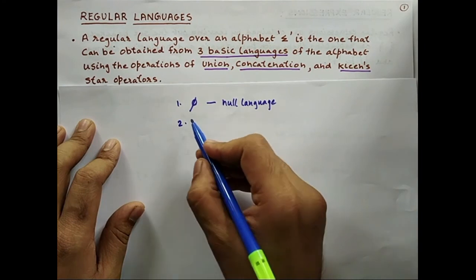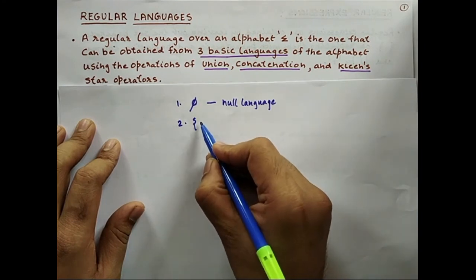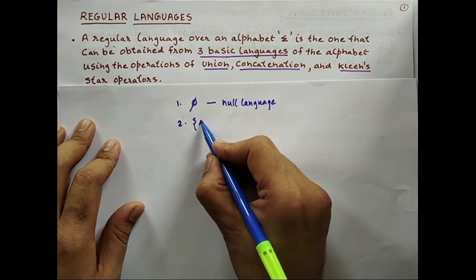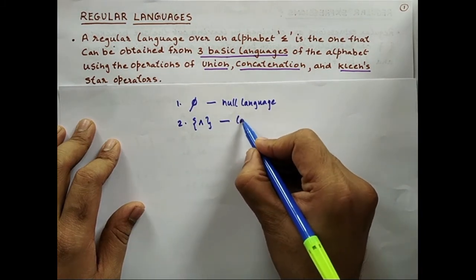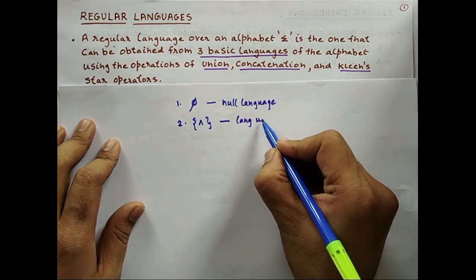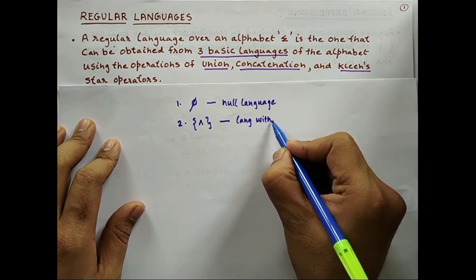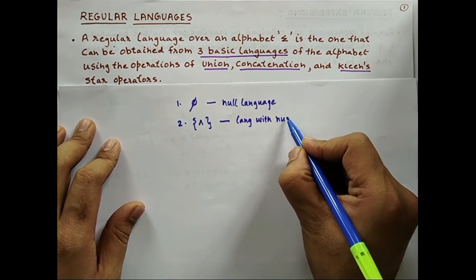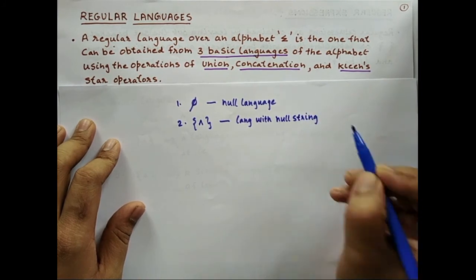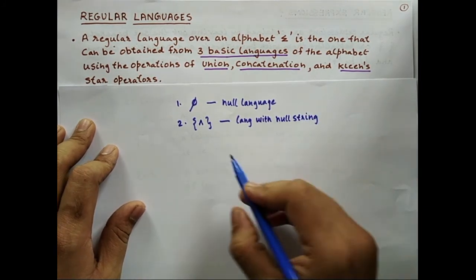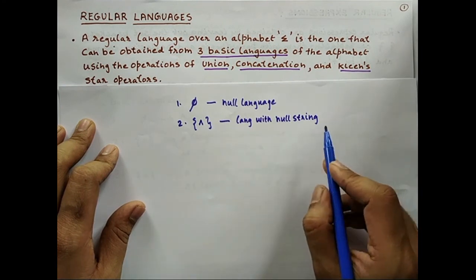Second, a language with only one symbol, and that too the null string. So the second is the language with the null string. So this is the second type of language, the language with a null string.